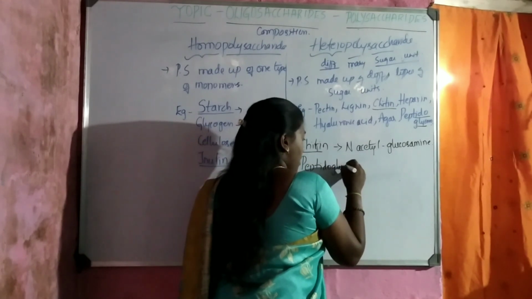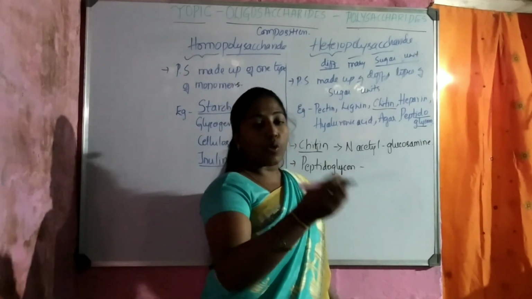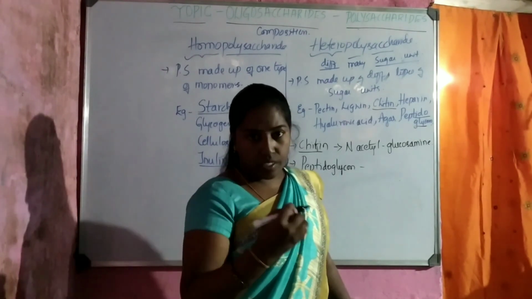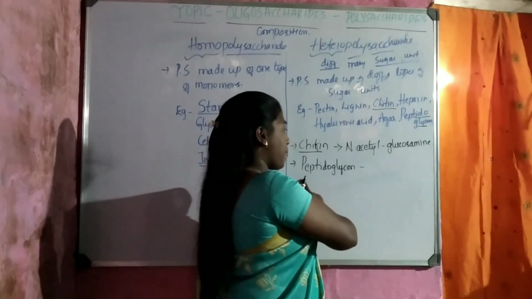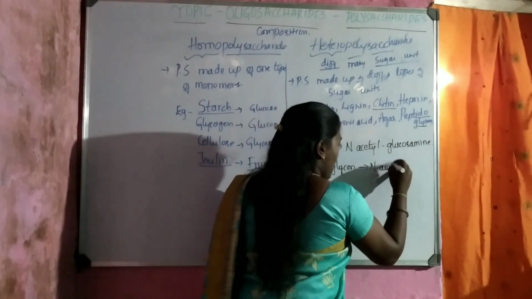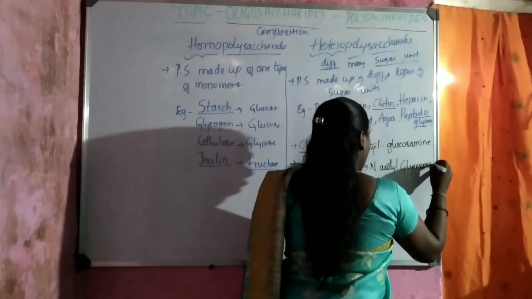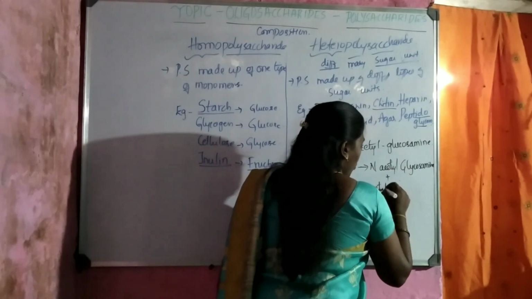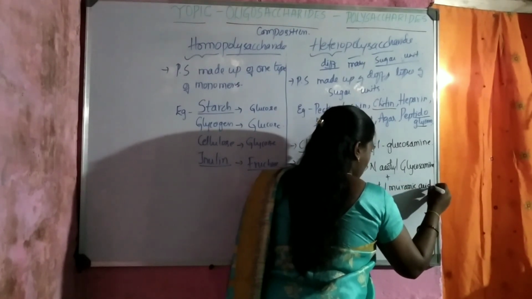Peptidoglycan. In this case, peptidoglycan is made up of N-acetyl glucosamine plus N-acetyl muramic acid. So the different units have been combined to form a large molecule like peptidoglycan. Peptidoglycan is made up of N-acetyl glucosamine and N-acetyl muramic acid.